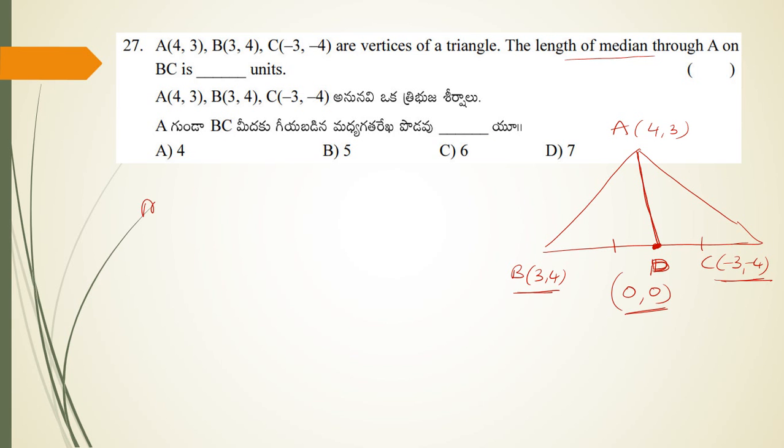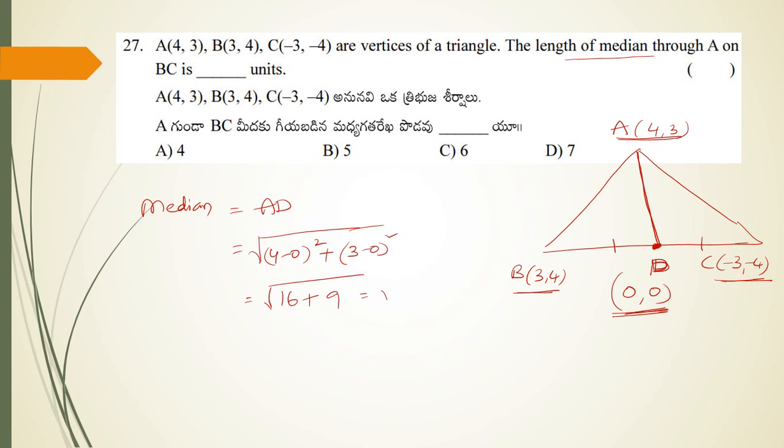Now since I need the median, this median is nothing but the length of AD. So length of AD is nothing but the distance between A and this point D. So directly what I can say, the square root of (x1 minus x2) whole square plus (y1 minus y2) whole square. So from this, 4 square is 16, 3 square is 9. This gives me square root of 25, which is nothing but 5. So clearly the length of this median is 5 units.